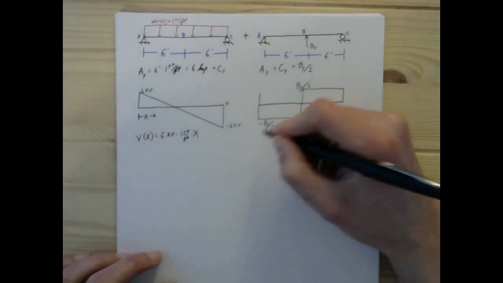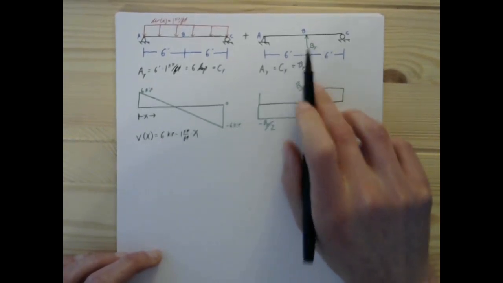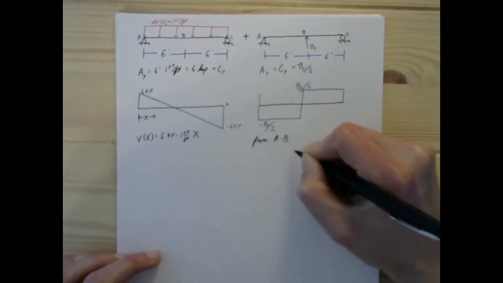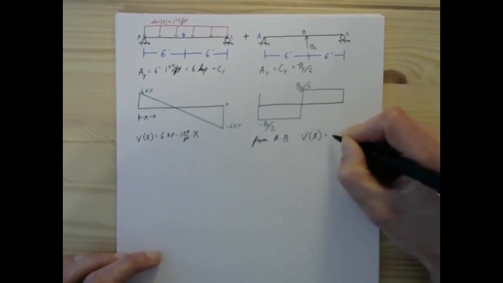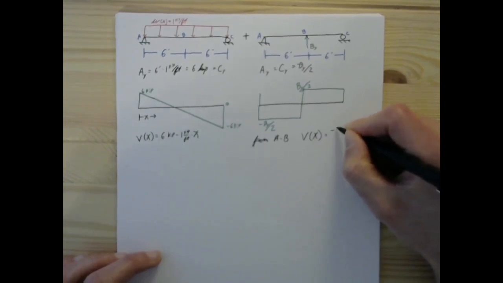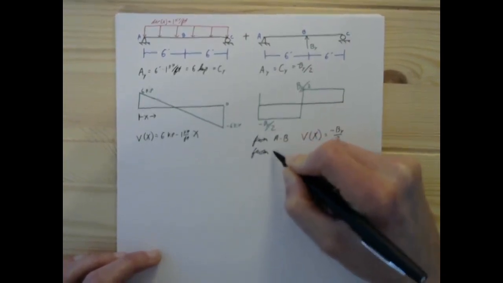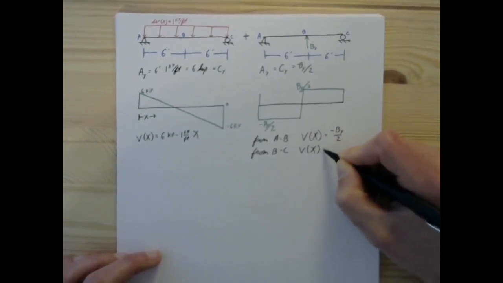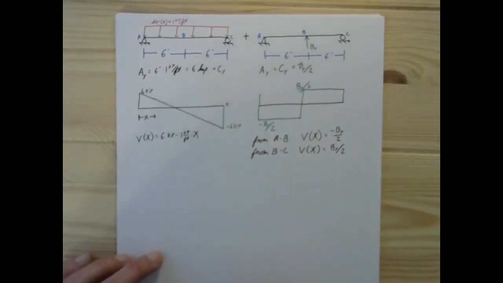So there's our shear diagram. We are going to have two shear functions for this, right? There's a clear discontinuity from the point load BY. So from A to B, our shear function is, and function's a bit generous, negative BY over 2. And then from B to C, our shear function is going to be positive BY over 2. Cool.